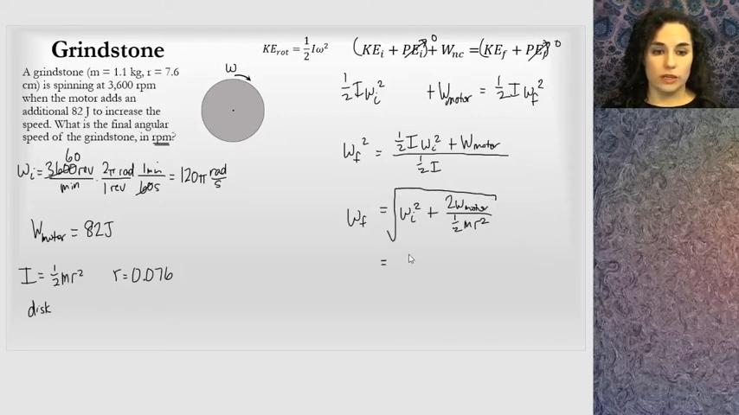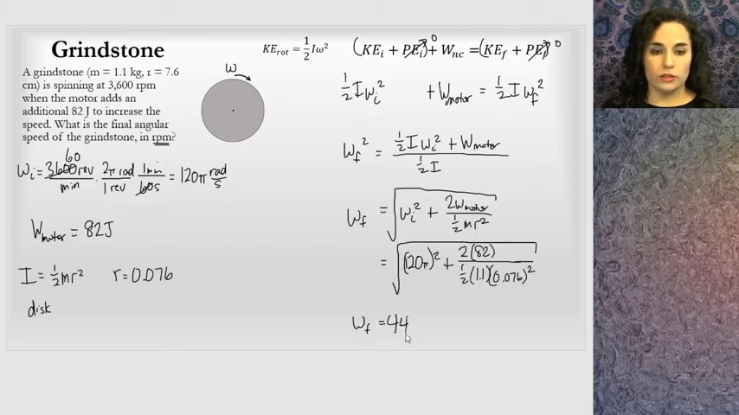So let's see, omega initial squared is, remember, that 120 pi. I'm going to square that whole quantity. Plus 2 times 82, which is the work of the motor, divided by 1/2 times the mass of the disk, which is 1.1, times the radius of the disk squared, which is 7 centimeters. Take a square root of all of that, and when I solve, I get omega final equals 440.1663 radians per second.